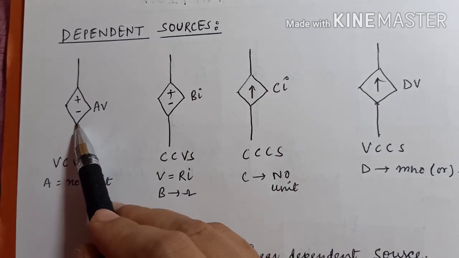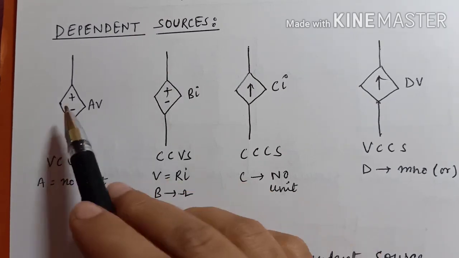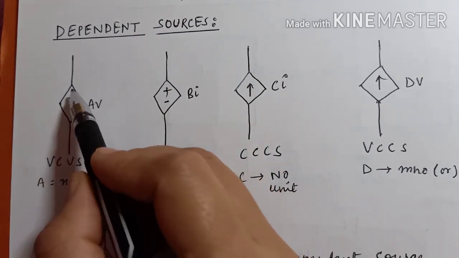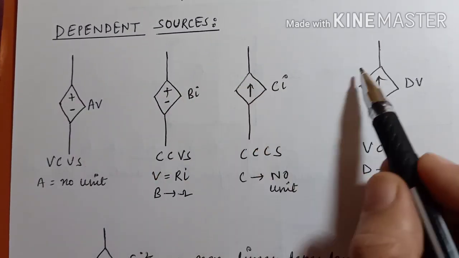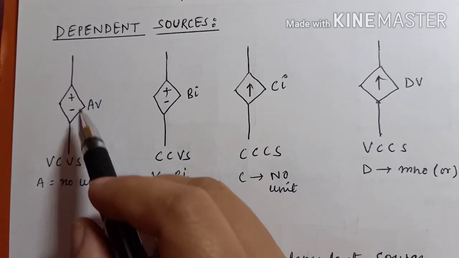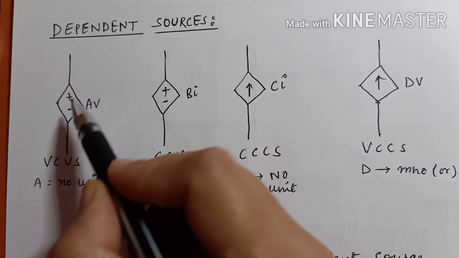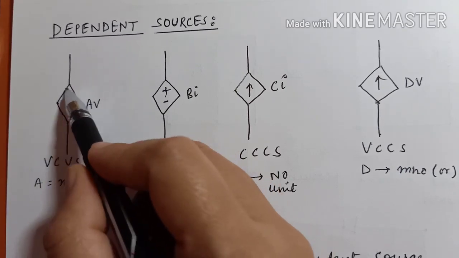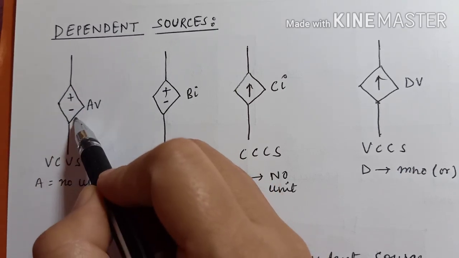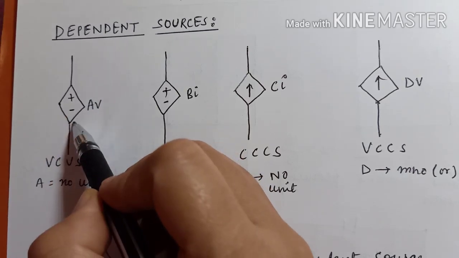So first source is your voltage control voltage source. All the dependent sources are represented by this diamond shape. See here, all of them are represented by this diamond shape. That is a representation of the dependent sources. Now this dependent source, what is the sign here? Plus minus. It is showing the sign of voltage or a battery. So this dependent source is a voltage source.